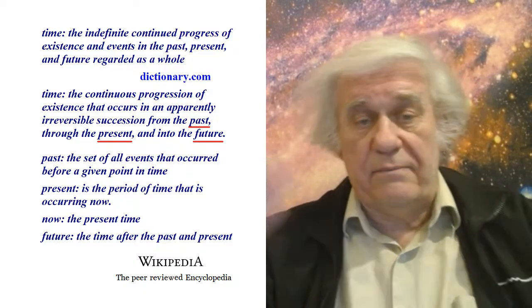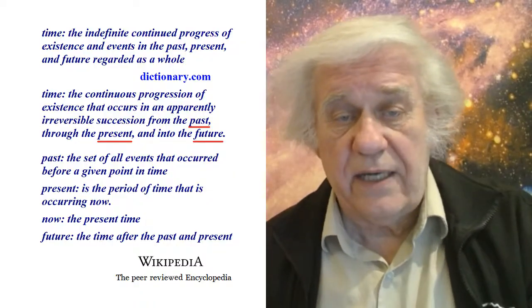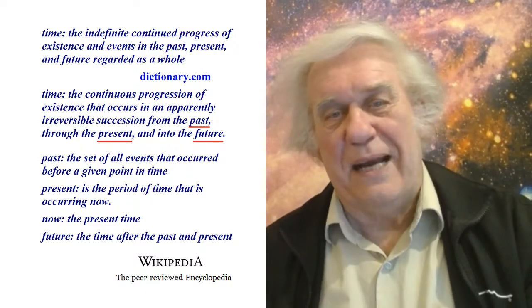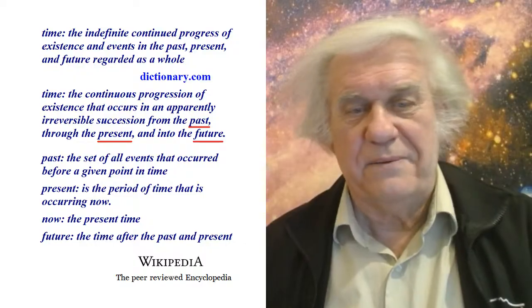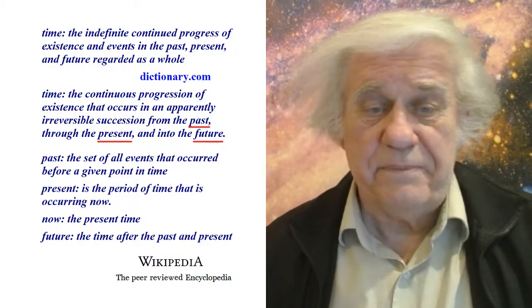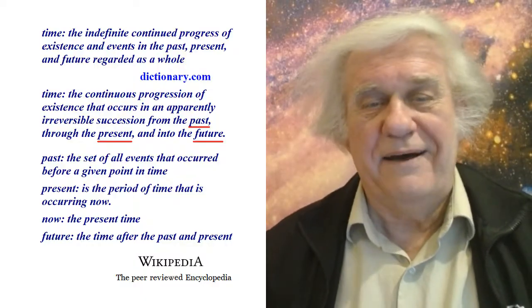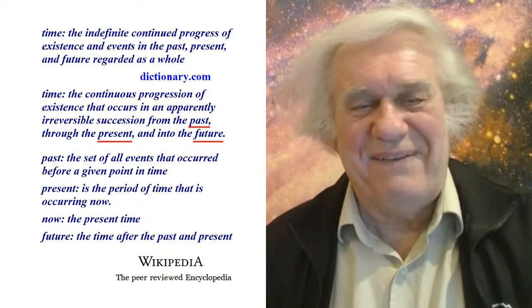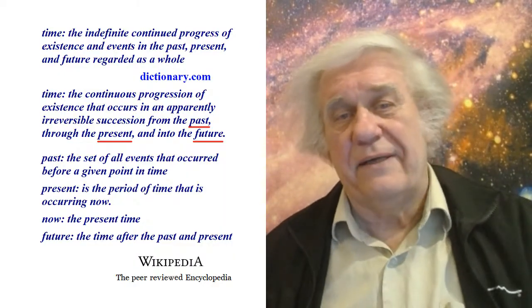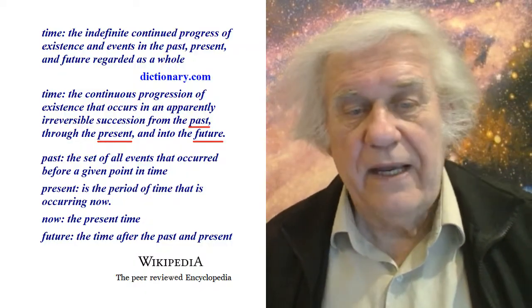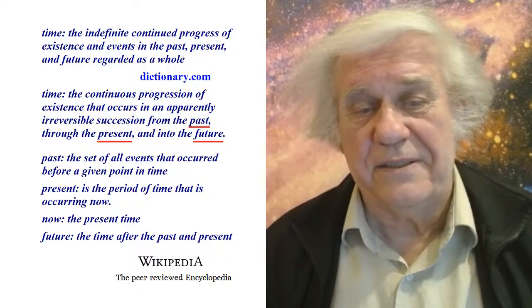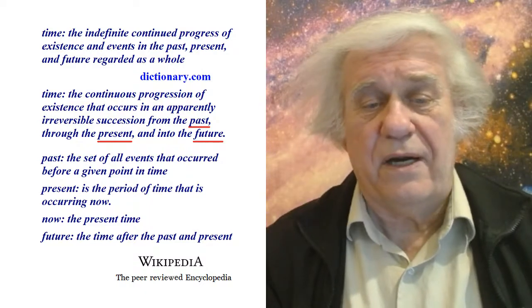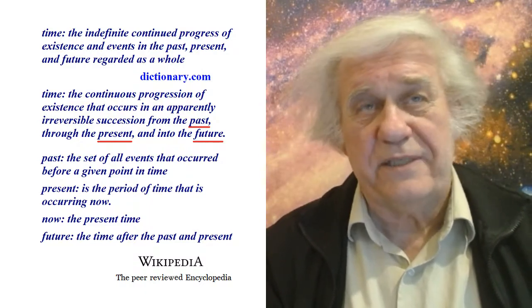So we have to look at these three words that both definitions have. Past, what is it? The set of all events that occurred before a given point in time. Okay, so they use the word time to define past, and they use the word past to define the word time. Love it. Present is the period of time that is occurring now. Okay, what is that? You look at now, the present time. Absolutely love it. So the present is the now, and the now is the present, and both of them are time. Great. What's the future? The time after the past and present. Okay, we learned a lot with all this. Yeah, we have no idea what past, present, and future are because they're defined as time, and time is defined as past, present, and future.